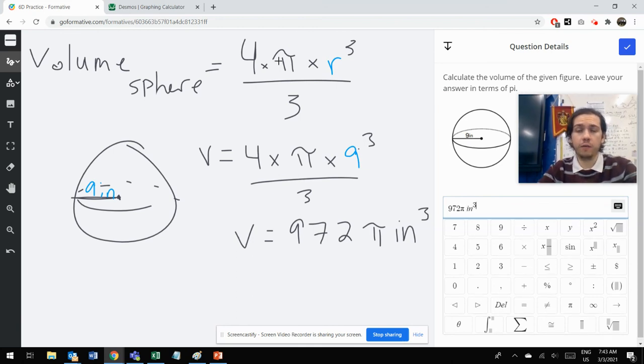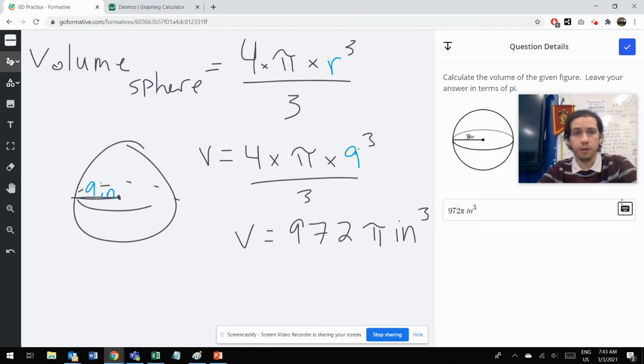But the formula in itself is naturally a little bit more complex than the other ones. You have a 4, you have a 3, you have a pi, you have a third power. There's so much just to remember. So that one makes it a little bit difficult. But anyway, that is how we find the volume of a sphere.